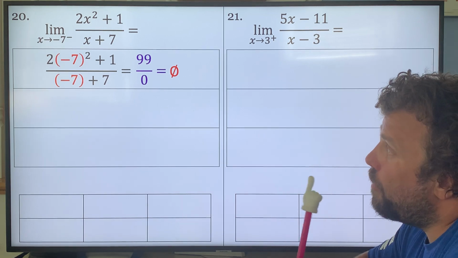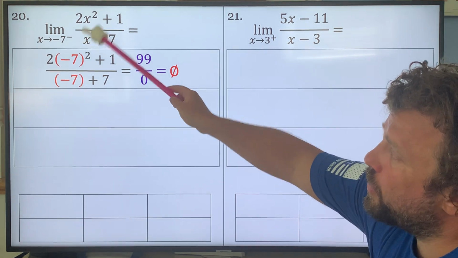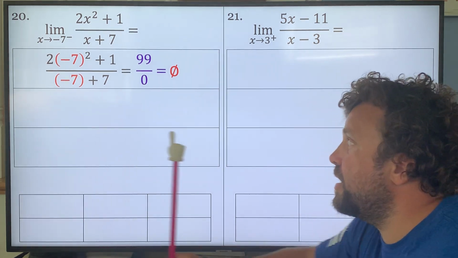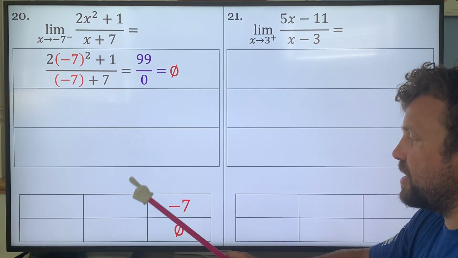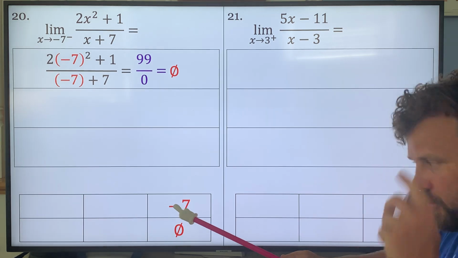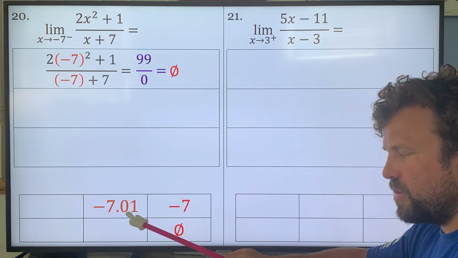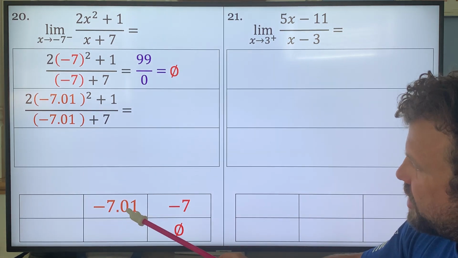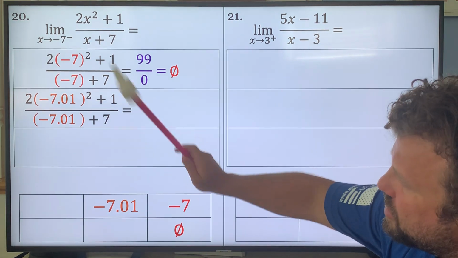Shucks. Well, the negative means I'm approaching from what side? This side over here, right? So as I'm coming here, it's going to be values slightly less than negative 7. So what can you subtract? You can subtract a 100th, and you can subtract a 10th. So when I subtract a 100th, negative 7.01, I plug it into this equation.